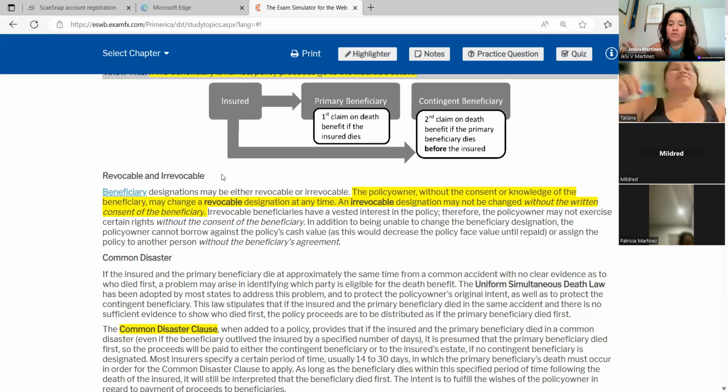So irrevocable, you're putting somebody there, you cannot change it. You're the policy owner, you're the insured, everything you want. But if that person does not give you their signature, you cannot change the beneficiary of that policy. Crazy. Okay.